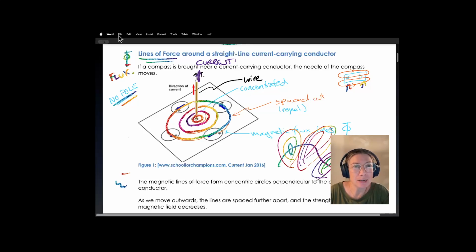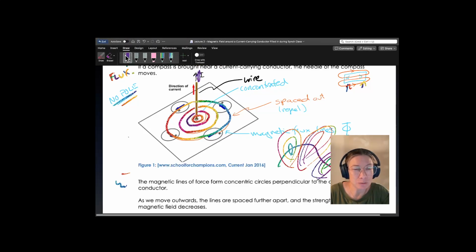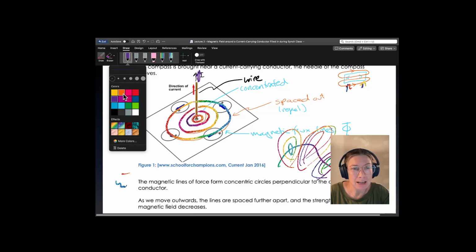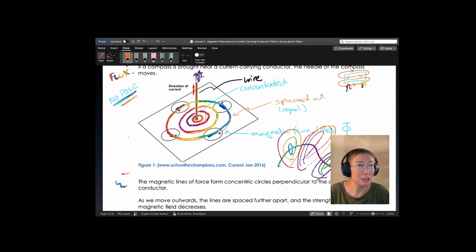So we are going to learn the right hand rule for a current carrying conductor around a magnetic circuit right now.